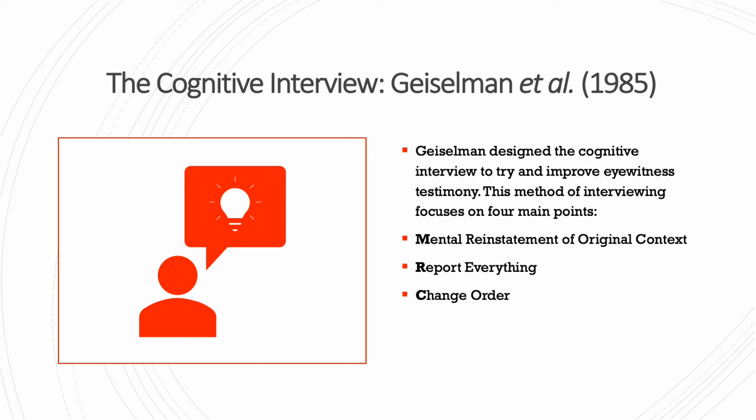Then they're asked to change the order of events. So they don't tell the night or the day from start to finish. They might tell it from the end to the start. And what this does, it gets rid of any existing schemas. So in certain situations, like in a shop, for example, you expect certain things to happen. Like you expect potentially the cashier to say, "Have a nice day." By changing the order, it gets rid of anything that you're expecting. And similarly, if we change the perspective, so tell the account from another witness's perspective, it also avoids schemas because we're not looking at it from our own point of view.